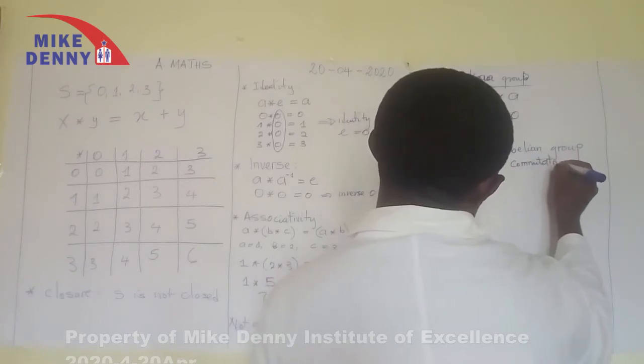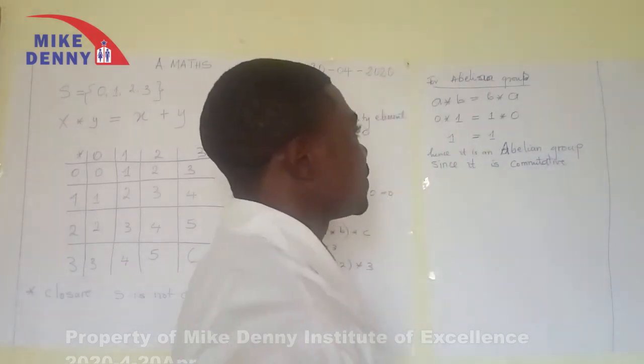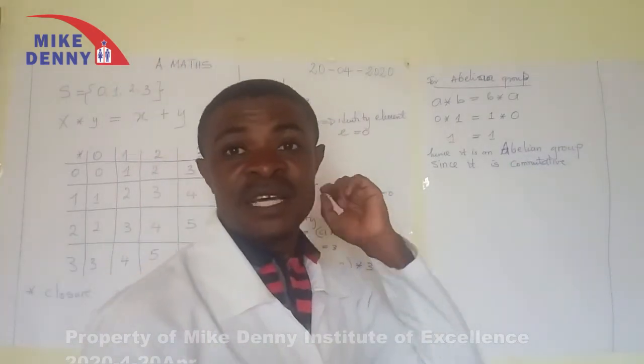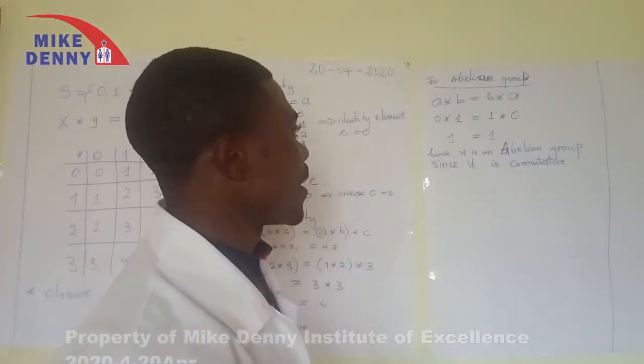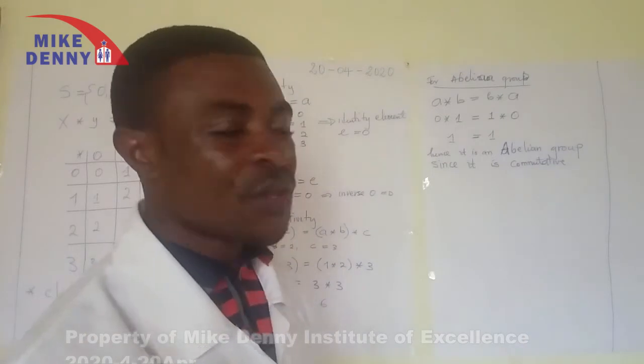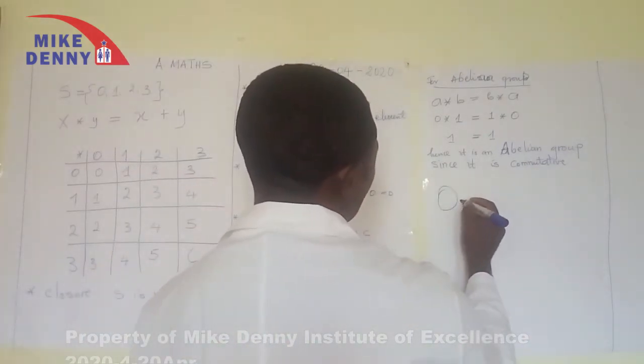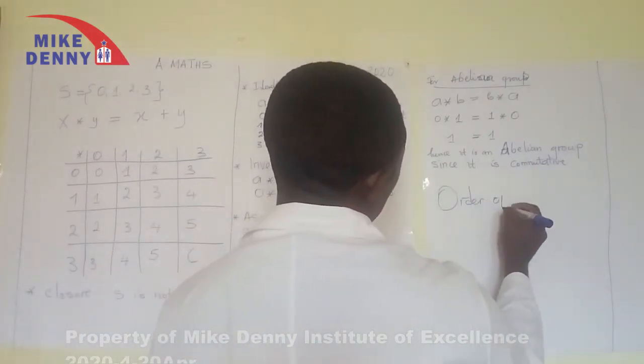Yes. For a group to be abelian, it must be commutative. I already gave the definition for commutativity in our last class. Alright. Now we need to verify the order. That's the next thing we're talking about under group theory. We talk about the order of a group.